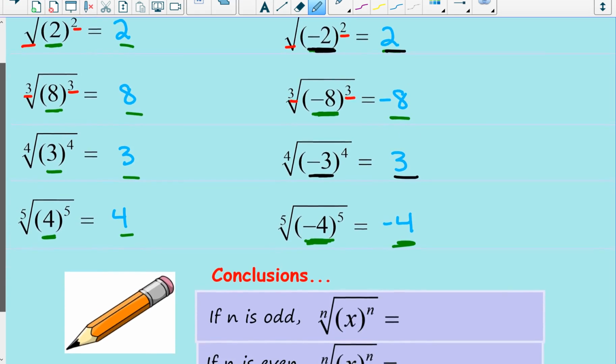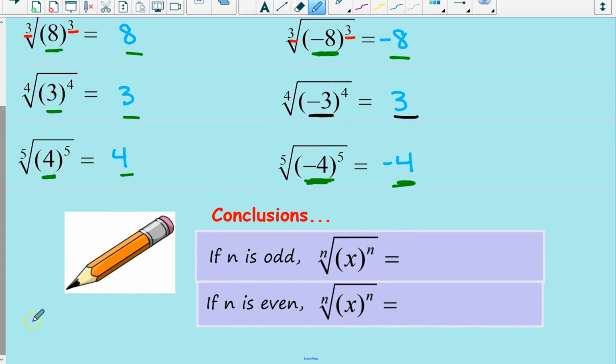So it depends on the kind of number you have inside, the kind of radicand, and the kind of exponent you have. So if n is odd, if the power and the root is odd, you can have a negative result, you can have a positive result, either one works. If x is positive, you get a positive. If x is negative, you get a negative. You just get x. However, if your root and your power are even, you're always getting a positive result. If you put a negative number in for x, you get a positive result. If you put a positive number in for x, you get a positive result. So you get the absolute value of x.